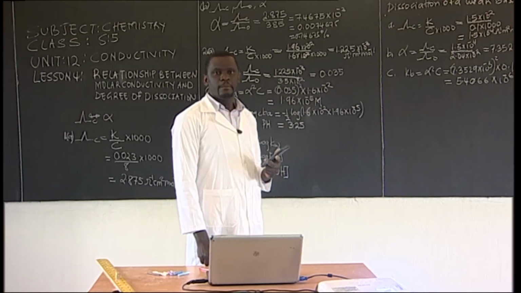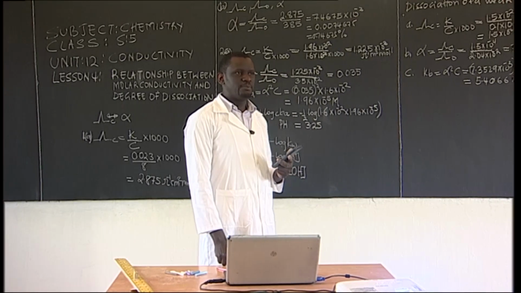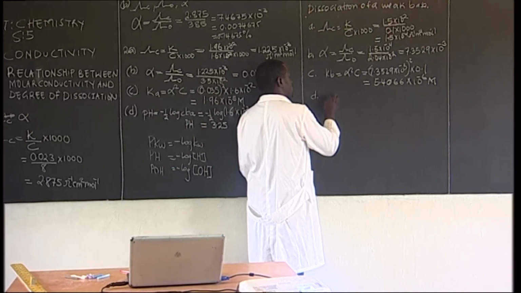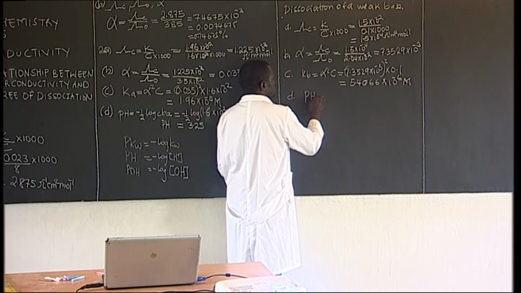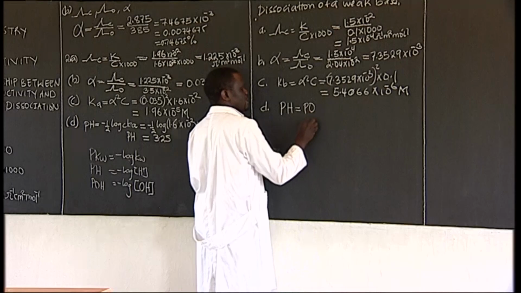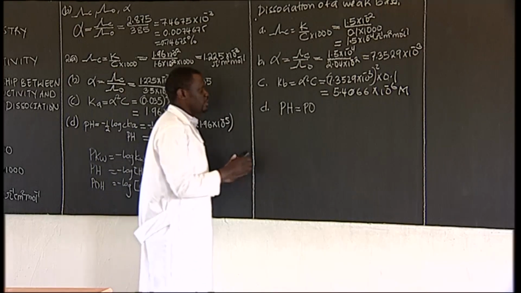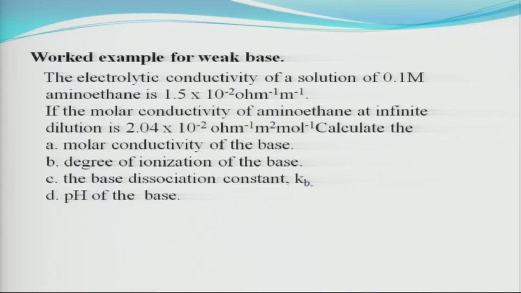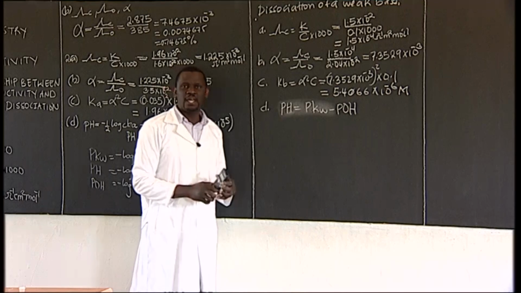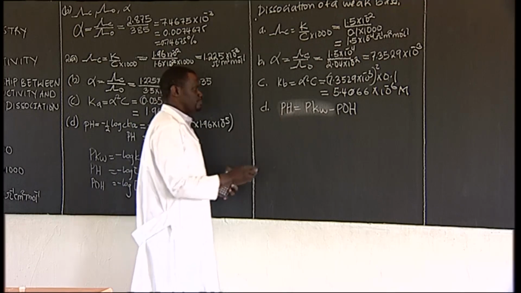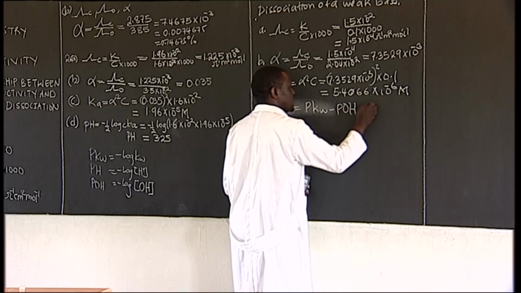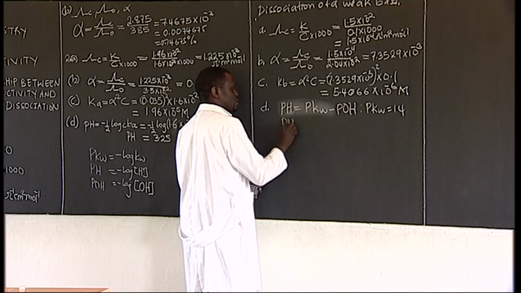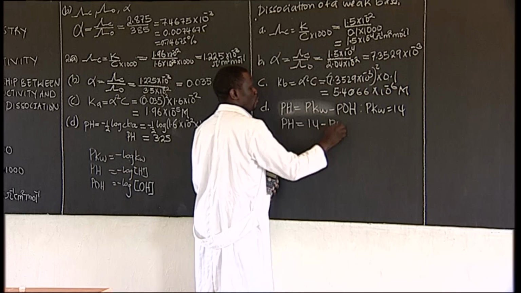So we continue. We want the pH. We shall get it from pOH. So pH is equal to pKw minus pOH. This pKw is always a constant, and always equal to 14. So we can as well say that pH is equal to 14 minus pOH.